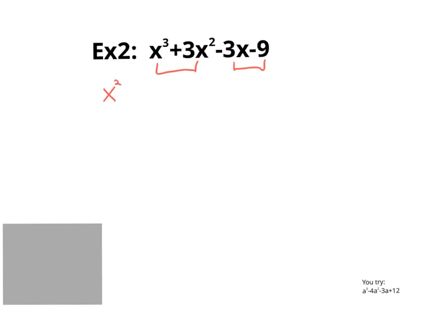We always pull out the smallest exponent, so we have x squared. The way I have people think about this, even though all my math nerds are going to get a little upset, that's okay, because I help people understand. Notice we have three x's here, x times x times x. We factored out two of them, so how many do we have left? Just one.